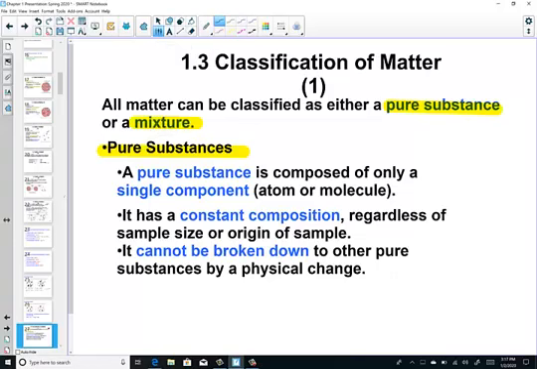A pure substance is composed only of a single component. It has really just an atom or a molecule. It has a constant composition regardless of sample size or the origin of the sample. And it cannot be broken down to any other pure substance by ordinary physical changes. Pure substances are one ingredient, right? They're just one thing.